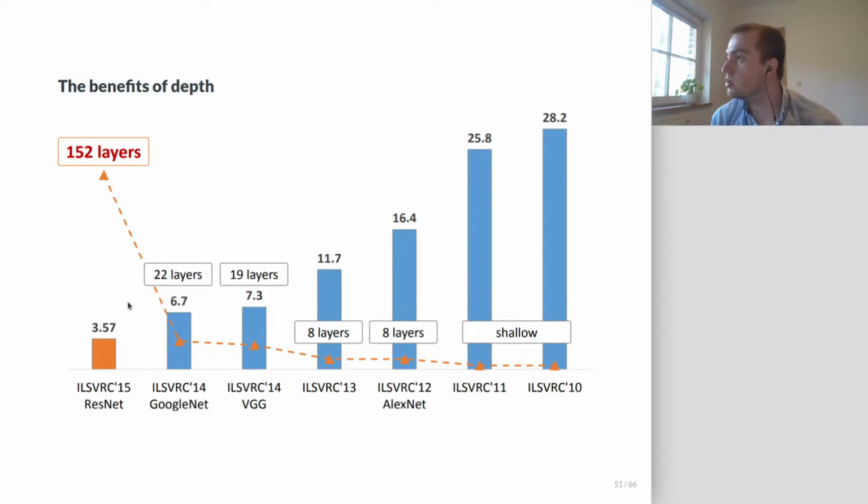A question from the chat: is it possible to add these skip connections in a fully connected neural network? Does it make sense too? Yes, that's something you can do, of course. And that may help if you want to have a very deep MLP. That's a good idea, actually, to add the skip connection.